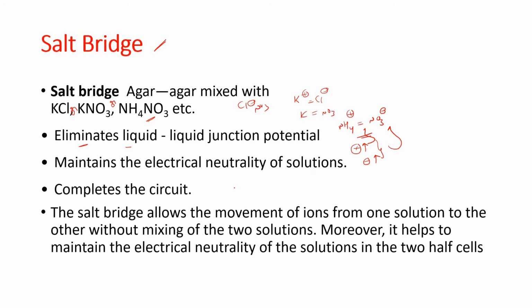And it completes the circuit. Circuit means, whenever electrons are flowing, current will also flow in the opposite direction. In that case, it will circulate through the salt bridge only. So that will be the reason.